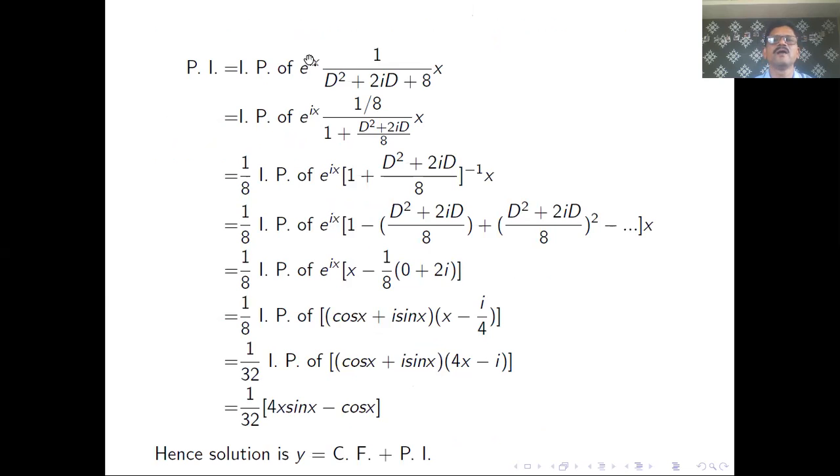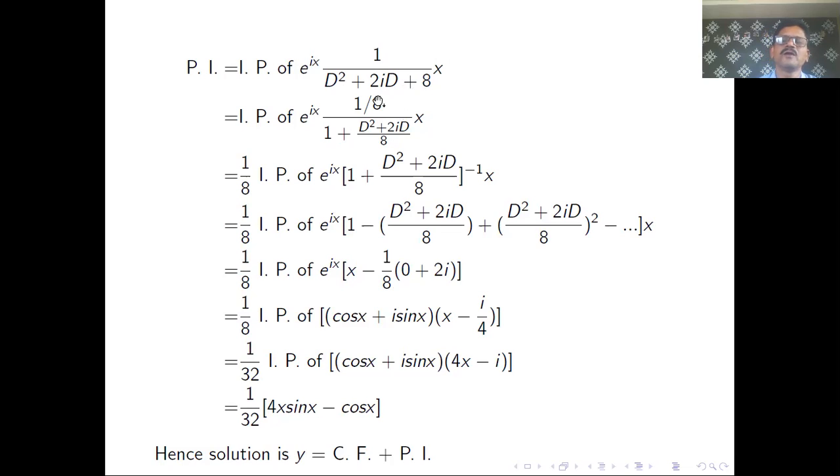So IP of e raised to ix as it is, 1 upon D square plus 2iD plus i square, that is minus 1 plus 9, you will get plus 8, operate x on it. And this is our case number 3, friends. So what you have to do is see the lowest degree term in the denominator, and that is nothing but 8. So divide the numerator and denominator by 8, so that we obtain the denominator in the form 1 plus function of D.